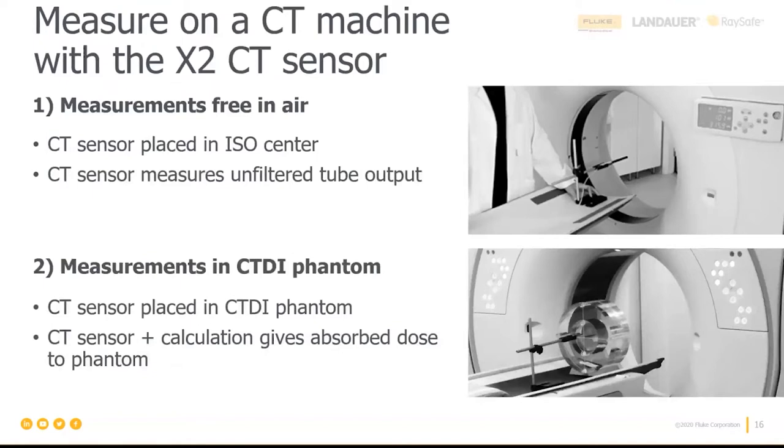So let us now combine the two, the CT machine and the RaySafe X2 CT sensor, and see what can come out of it. Measurements free in air with a CT sensor placed in isocenter is a way to check the X-ray tube output. Measurements in a CTDI phantom is a method to estimate absorbed dose to the patient. The CTDI method consists of calculations based on measurements and CT machine settings. But we will start by looking at measurements free in air without the phantom for a while and come back to the CTDI aspects a little bit later.